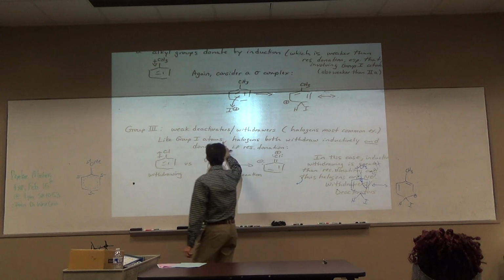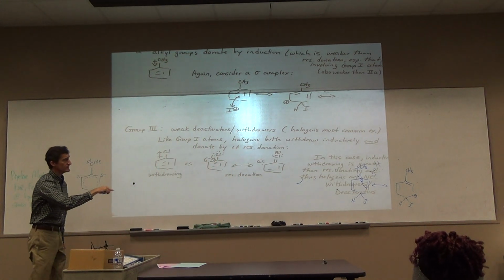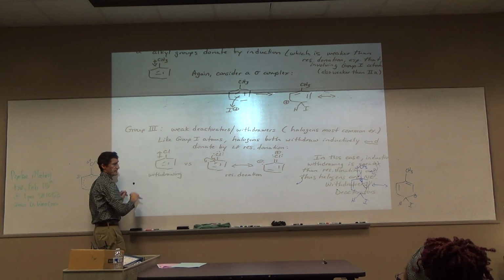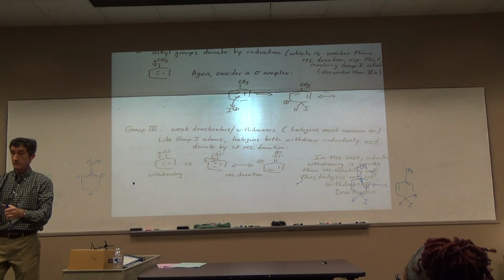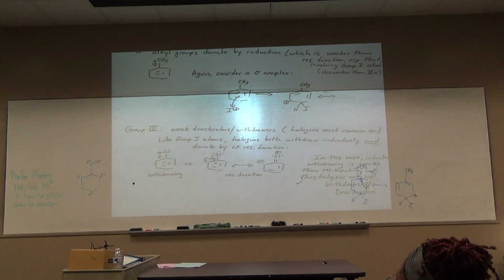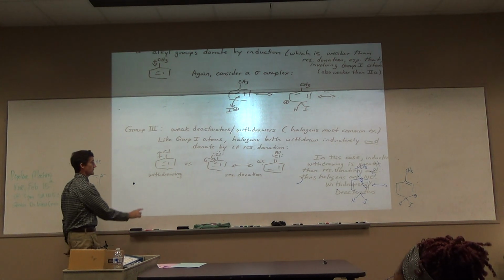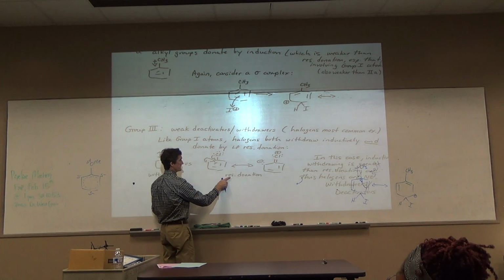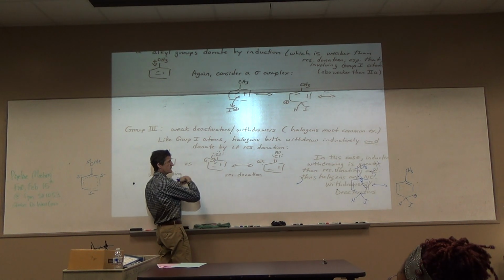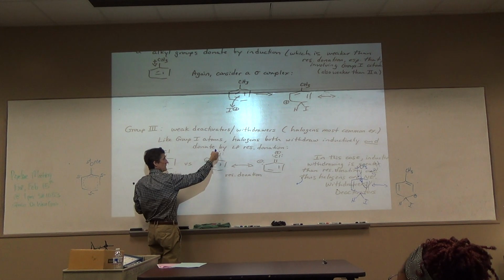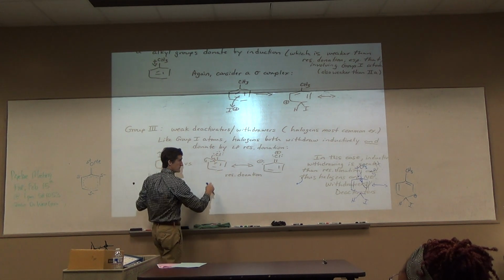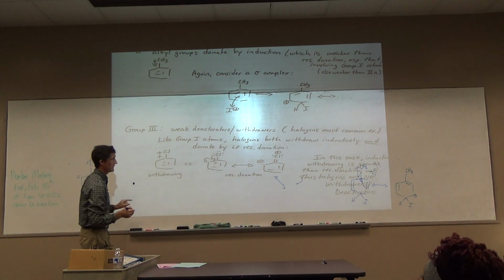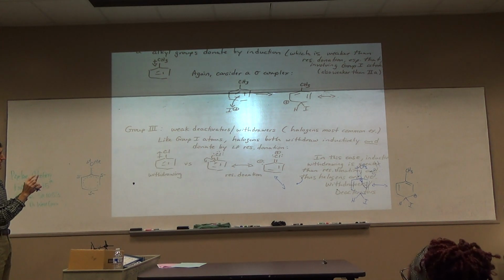Like group 1 atoms, halogens both withdraw inductively and donate by resonance. Induction. Chlorine's more electronegative than carbon. Okay? Pulls by induction. Withdrawing. But it can donate by resonance. We can do just like we did with anisole. Lone pair, just like this. Resonance. We can draw more resonance. So it can do both.